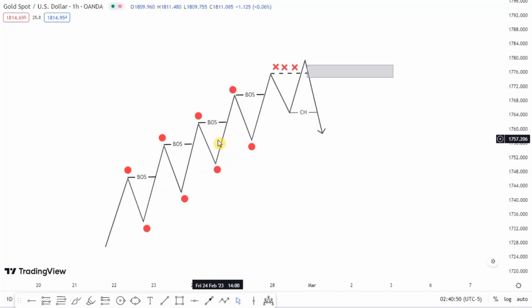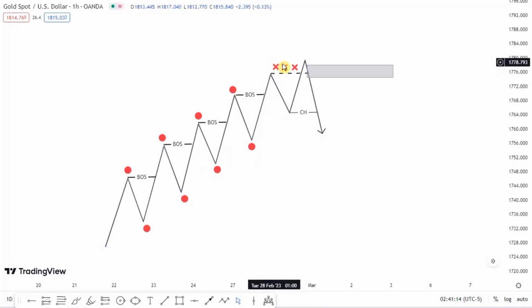So when the market comes back to that order block, what happens? It's going to push to the upside, and it's going to lead to another break of market structure. After that we have a return to the order block.